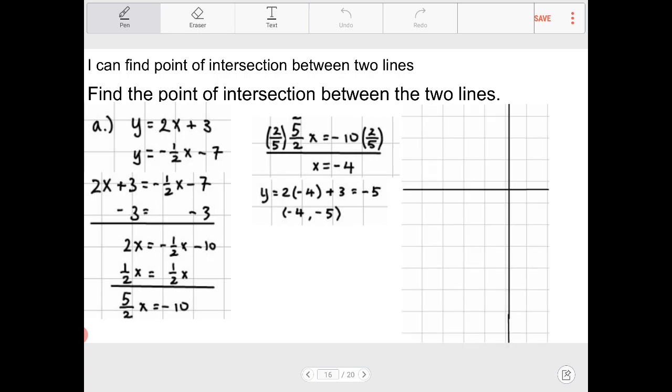I will now solve for the point of intersection graphically. And again, if you did the graphical approach first, you should have arrived at the same conclusion, that it should also be negative 4 comma negative 5. So to graph out 2x plus 3, I will pinpoint the y-intercept, which is 3, and a slope of 2, which is going to look like this.